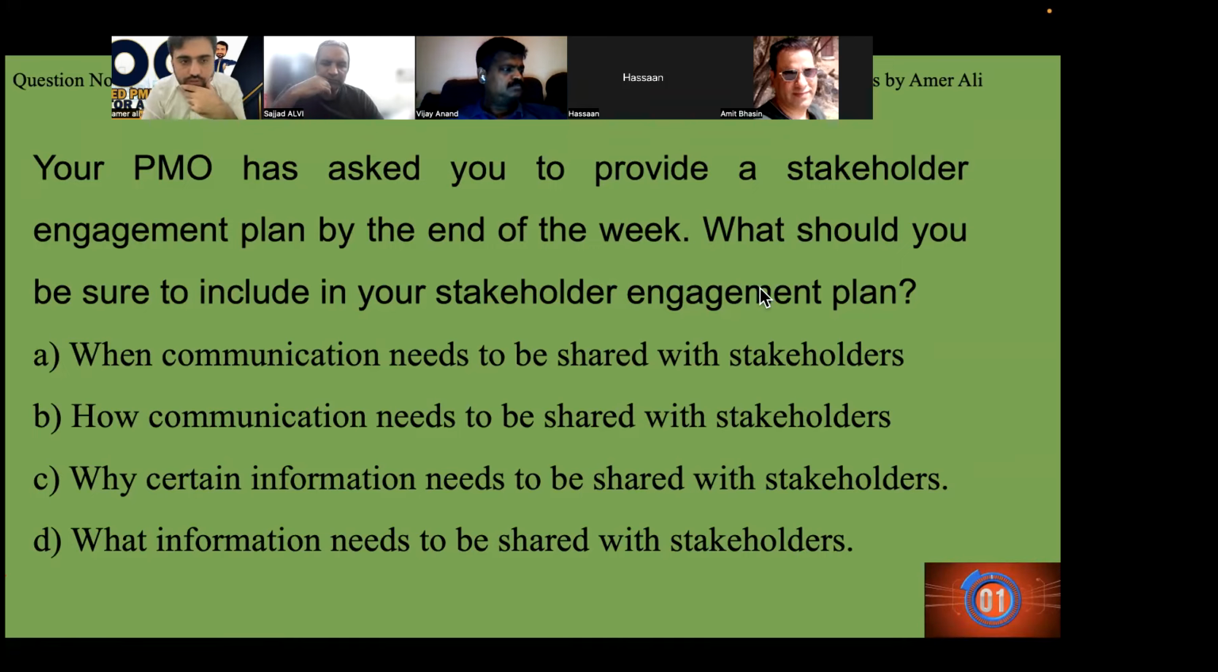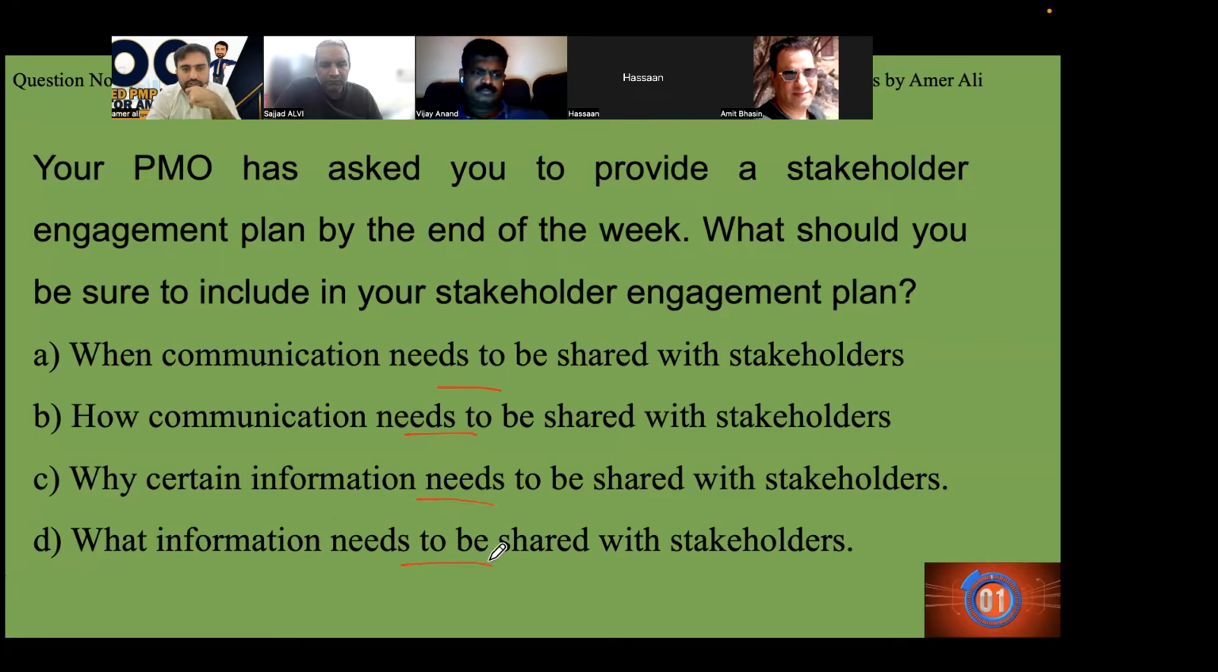Okay, so what should you be sure to include in your stakeholder engagement plan? The engagement plan is all about strategies, how to manage the stakeholders. Your PMO has asked you to provide a stakeholder plan by the end of this week. What should you be sure to include in your stakeholder engagement plan? When communication needs to be shared with the stakeholder, that is the communication. How communication needs to be shared with the stakeholder? Why certain information needs to be shared?